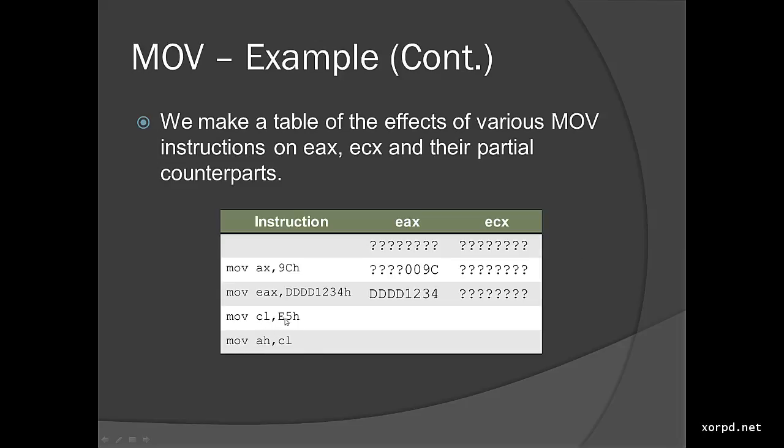The next instruction is going to assign the value E5 into CL. I remind you that CL is the lowest part of ECX, the lowest 8 bits. And we get this result. The last instruction is mostly interesting. We are going to copy the value of CL, which is this, the lowest part of ECX, the lowest 8 bits, or maybe the lowest 2 nibbles. We are going to copy it into AH, which is this part, the 12. We are going to copy it into those 2 nibbles. And we get this result. This is interesting.